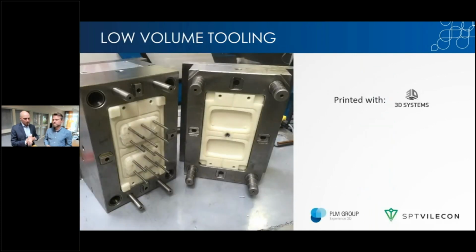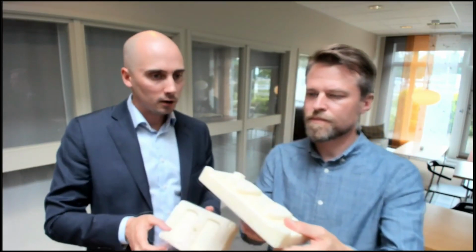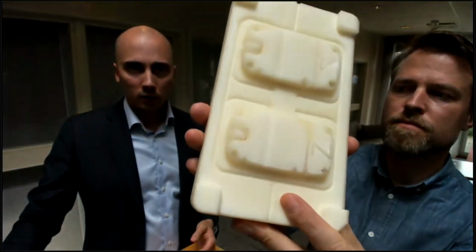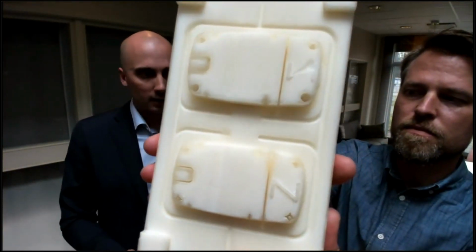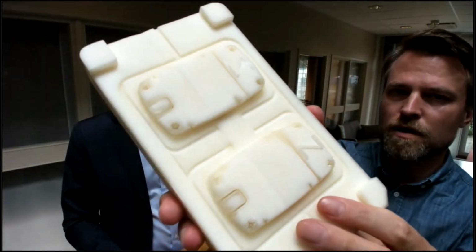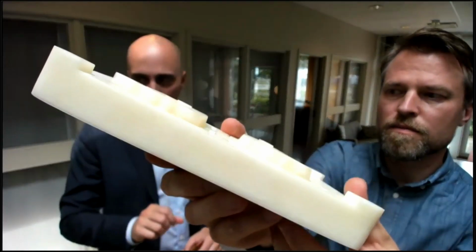Here are some recent examples. This is borderline prototyping and tooling. This is actually a low volume tool used for injection molding. What we've done here is we've printed a plastic tool that we then use for injection molding, to inject plastic into. Since it's in plastic, you can't use it for as many shots as you can with steel tools or aluminium tools. This is the actual tool that we've printed. What you do with the tool is put it inside a mother tool, and then you inject plastic into it.